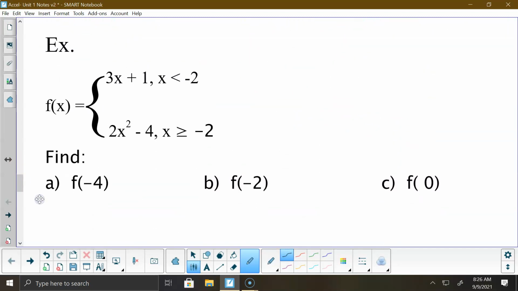Have we ever seen something like that? Yes? What is that? It's called a piecewise function. Okay? So a piecewise function says that f of x has 2 parts. All right? So for every x less than negative 2, I'm going to use the function 3x plus 1. For every x greater than or equal to negative 2, I'm going to use 2x squared minus 4. All right?